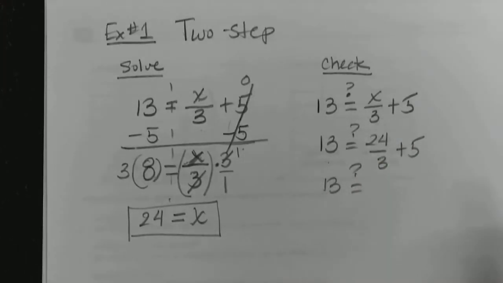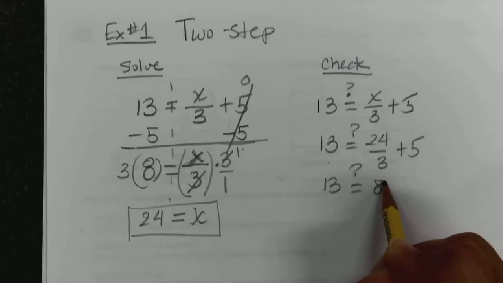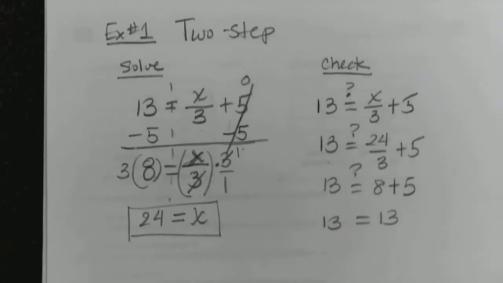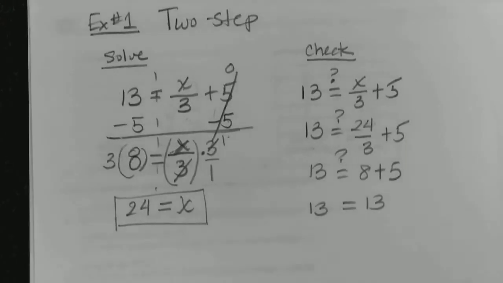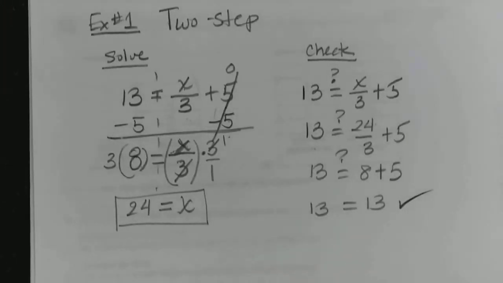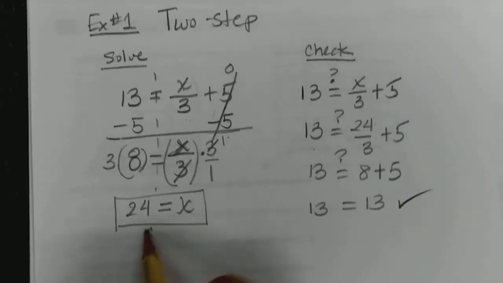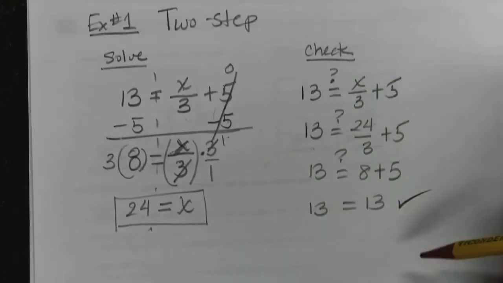So what's 24 divided by 3? 8. 8 plus 5 is? 13. So does 13 equal 13? Do they equal? Yeah. So that means you got it correct. The reason why we check is to see if your answer makes this true.